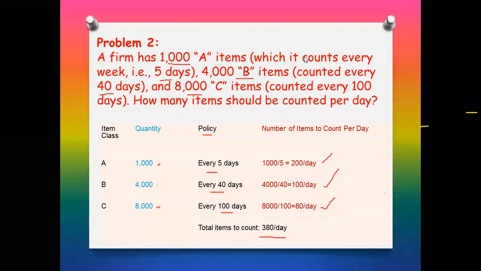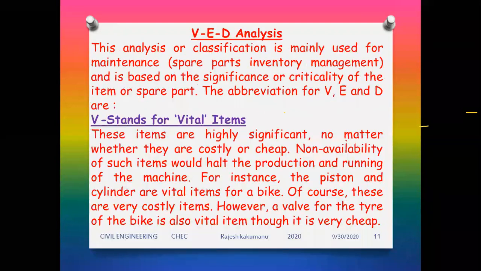Okay. Next one is VED analysis, which is a part of the ABC strategy. These are also used for segregating the items in a company or a firm. This analysis or classification is mainly used for maintenance. This is also very, very important.